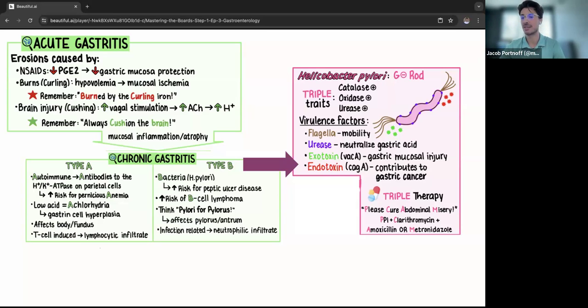So essentially, the acid that's produced in the stomach can kill a lot of bacteria, but one of the virulence factors that H. pylori has is this urease, and this urease helps it neutralize and essentially stay hidden, okay? And so stay on the lookout for H. pylori and how it relates to gastritis.